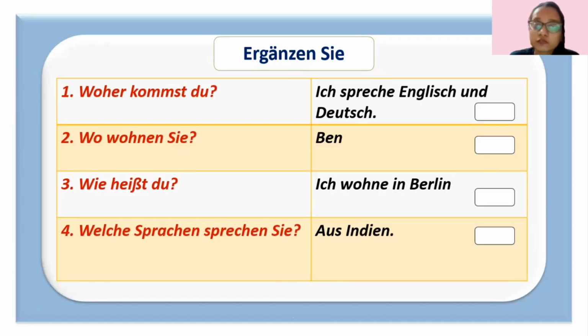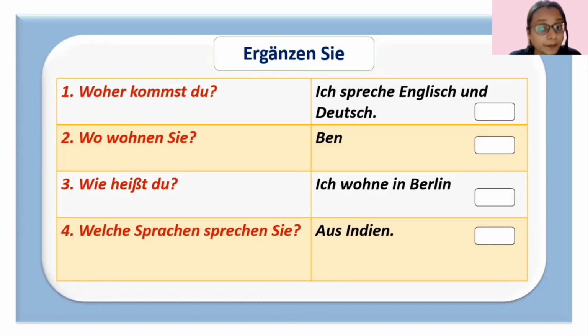Now let's move to the right hand side. Ich spreche Englisch und Deutsch. I speak English and German. So German in the German language is Deutsch. Deutsch. We will not say anything else, Deutsch. Ich spreche Englisch und Deutsch.